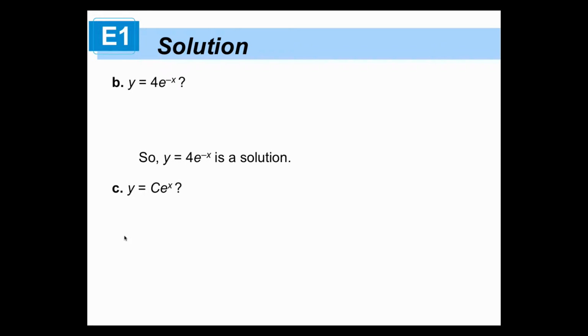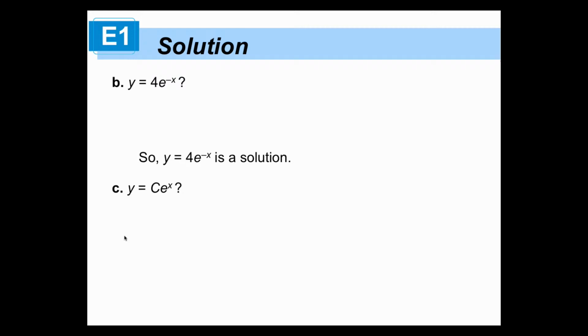ce to the x. What's the derivative of ce to the x? And what's the derivative of ce to the negative x, or to the x? So the first derivative is ce to the x. What's the second derivative? And the third derivative? Are we seeing a pattern here?